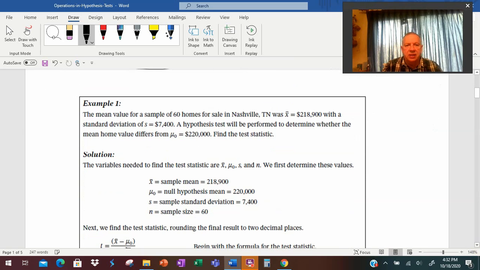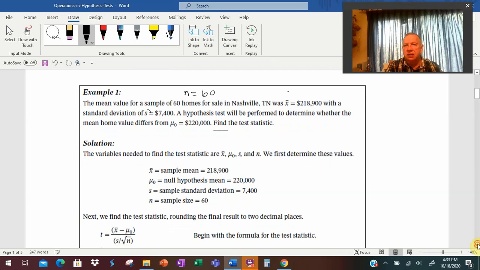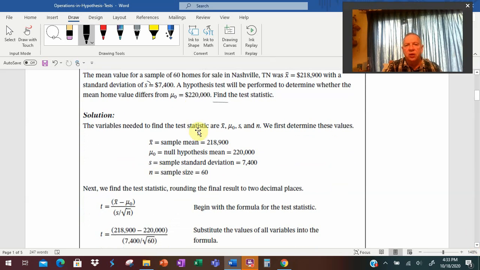So I'm just going to step through a couple of these examples. The mean value for a sample of 60 homes in Nashville, Tennessee was x bar. That's from the sample of n equal to 60. There's your x bar with a standard deviation of s equal to 7,400. That is the sample standard deviation, not the population sigma. A hypothesis test will be performed to determine whether the mean home value differs from mu0 equal to 220,000. Find the test statistic. We're just going to use the test statistic formula they've got. We don't know what sigma is, so we're going to use this one.